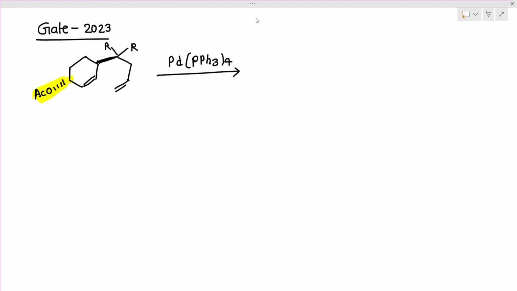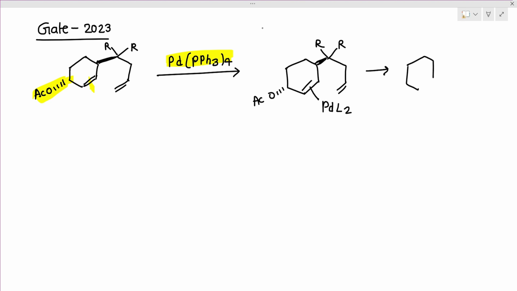Your first step will be the addition of this palladium complex at this position. You will have to attach this palladium complex, PdL2. Now this leaving group will be removed and you get a pi allyl complex at this position like this, with a positive charge. Now the question is from where the nucleophile will attack, and what is the nucleophile.